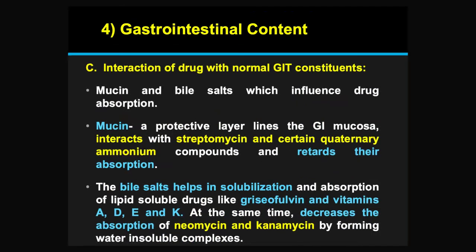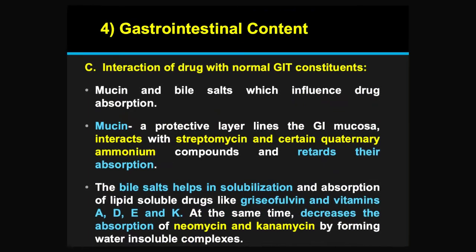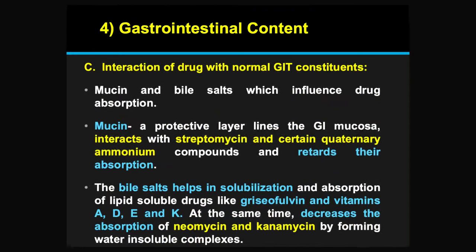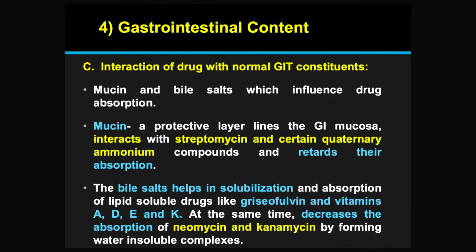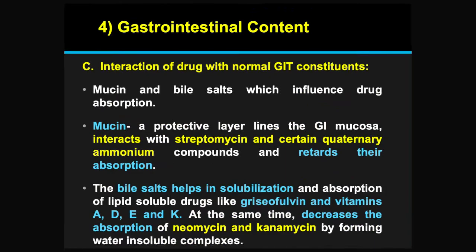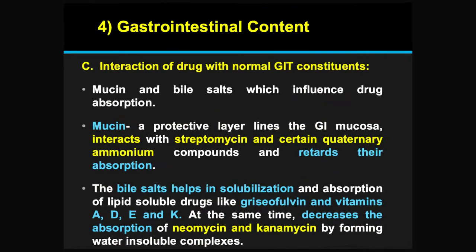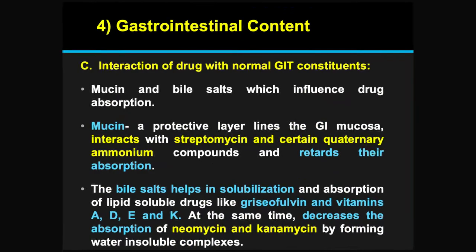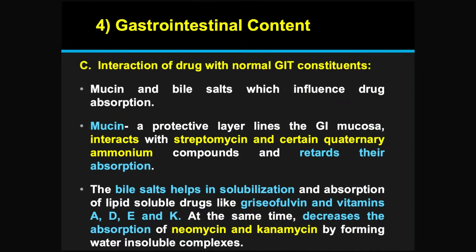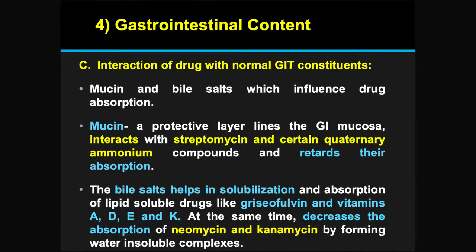Mucin, the protective glycoprotein layer lining the gut, functions as a chemical trap for drugs like streptomycin and quaternary ammonium compounds, effectively retarding their movement toward the absorptive membrane. Conversely, bile salts act as natural surfactants that facilitate the solubilization and uptake of lipophilic compounds, such as vitamins A, D, E, and K, as well as griseofulvin.